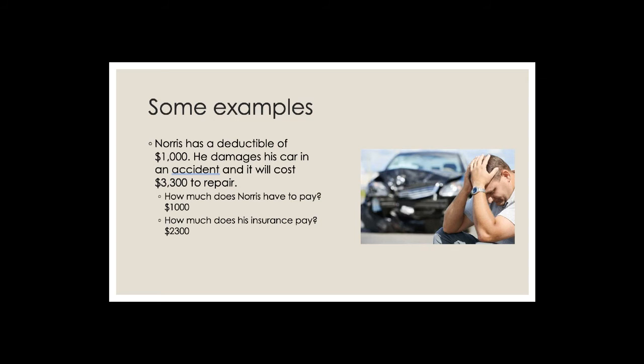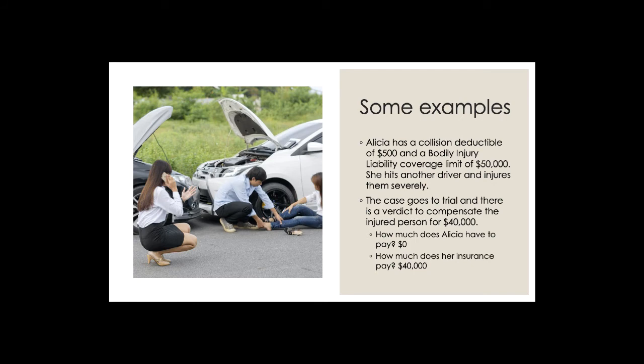All right, that's one example. Here's another. Alicia has a collision deductible of $500 and a bodily injury liability coverage limit of $50,000. She hits another driver and injures them severely. The case goes to trial and there is a verdict to compensate the injured person for 40 grand. How much does Alicia have to pay? She pays zero. Remember, liability doesn't have a deductible. How much does her insurance pay? Her insurance pays $40,000. Her policy has a limit of 50, so this is under the limit, and they will pay the entire $40,000.